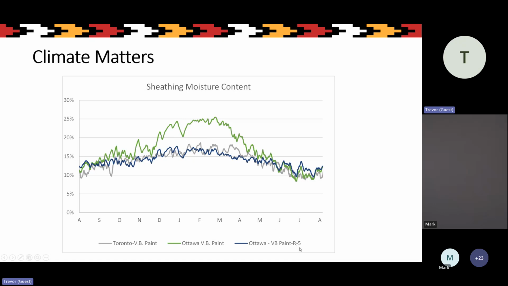If we were to also add R5 in Ottawa, so even just a little bit of exterior insulation and vapor barrier paint, you can see what that does. It actually improves it beyond Toronto's vapor barrier paint moisture content levels. So these things all interact with each other, and we can play with them in different ways to get the results that we want if we sort of understand how they interact.